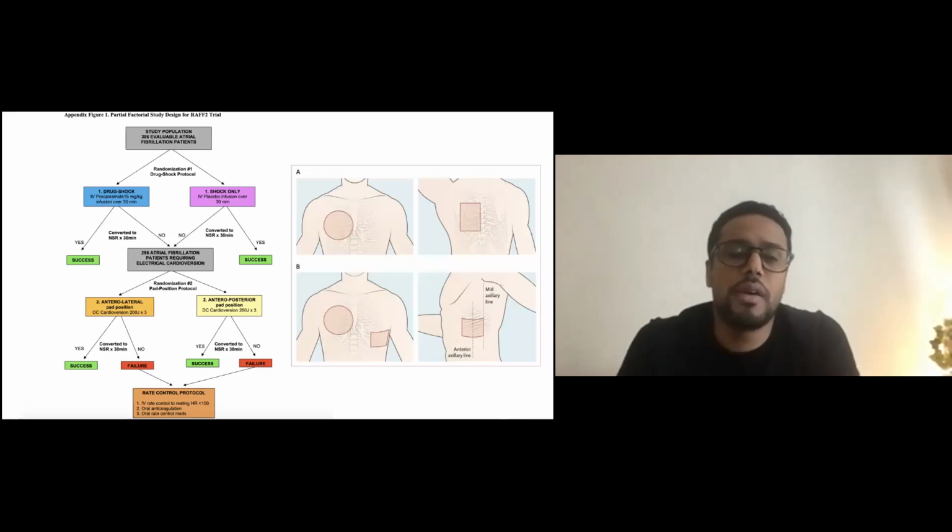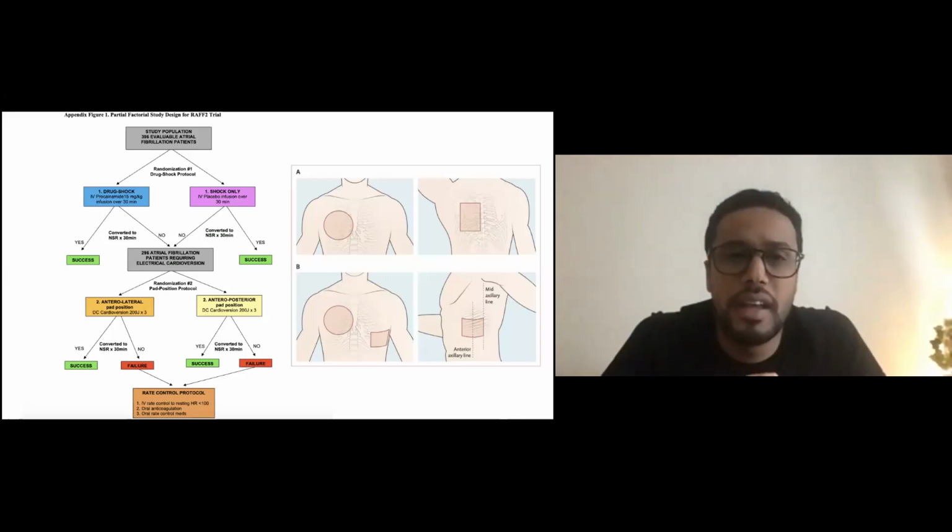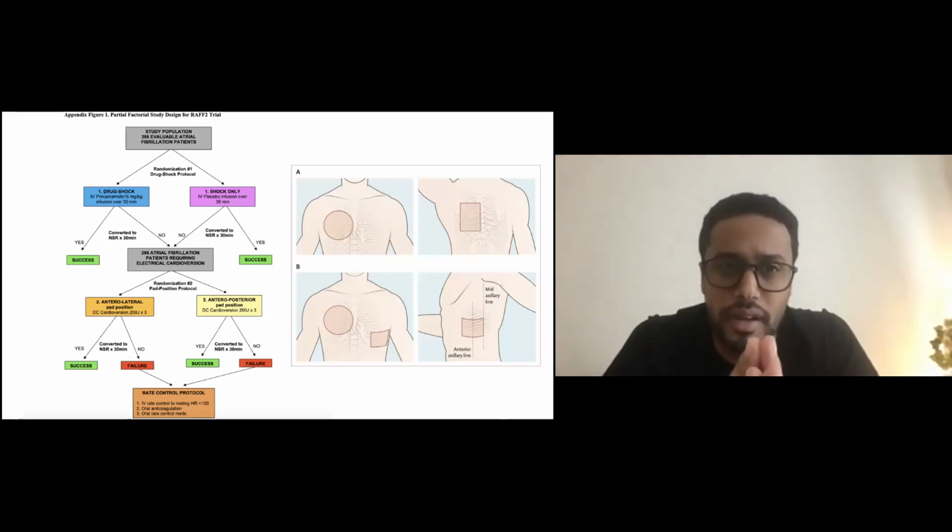So what they did was, after those participants fulfilled the criteria, they had 396 patients. They did two protocols. In protocol number 1, they randomized patients into a drug-shock group and a shock-only group. In the drug-shock group, they received IV procainamide, and in the shock-only group, they received placebo.